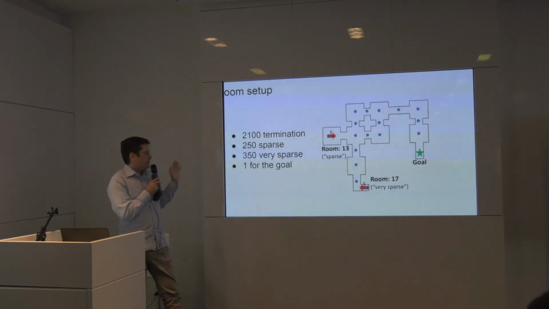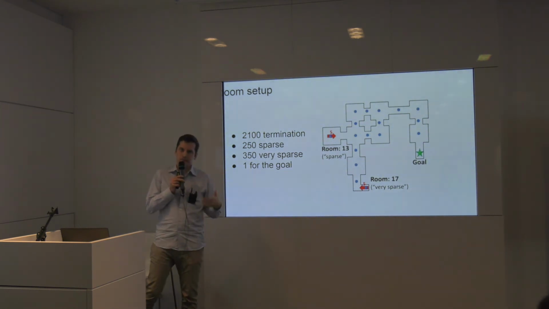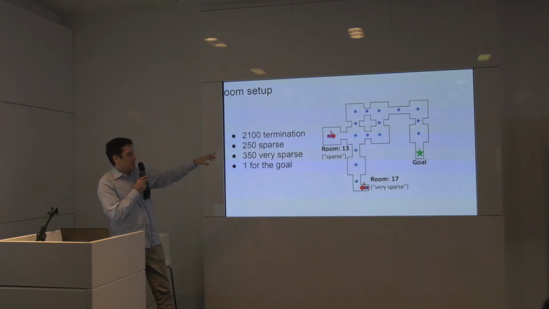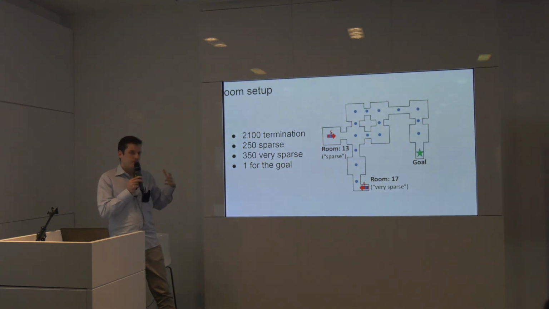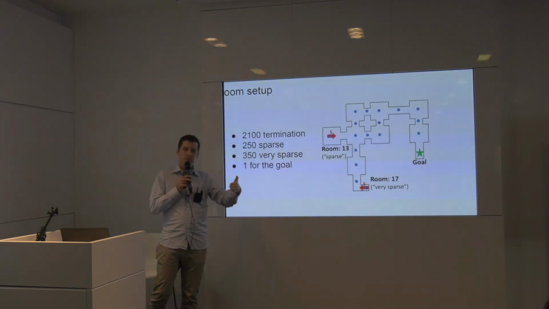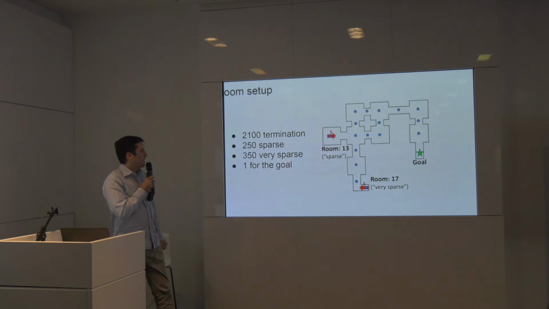So after 2,100 steps, there was a termination. The episode ended, and another episode started. And to get from room 13 or 17, I don't remember, it was approximately 250 steps. I just want to give you the idea about the numbers. When you behave optimally, it's 250 steps. But if you don't behave optimally, then obviously it's really a lot of options. And in this setting, you got one for the goal. In other settings, you won't.